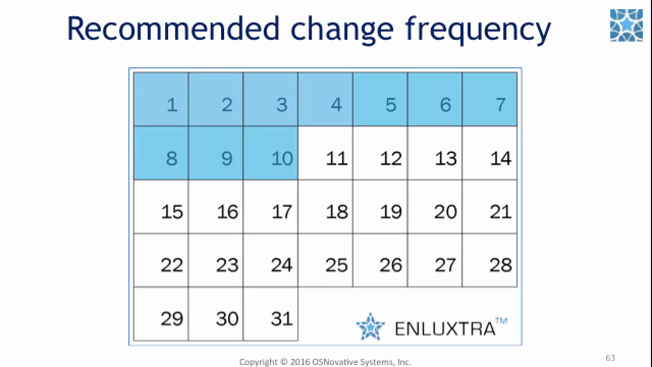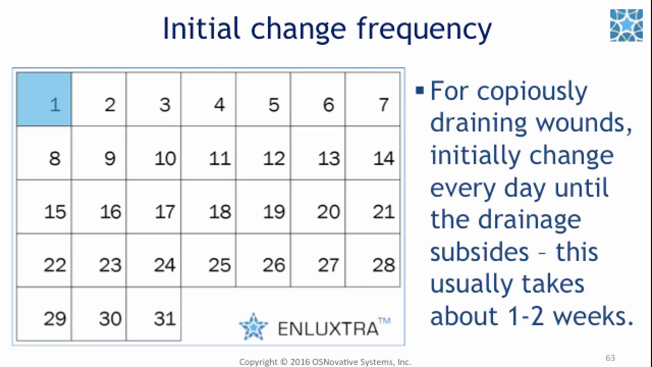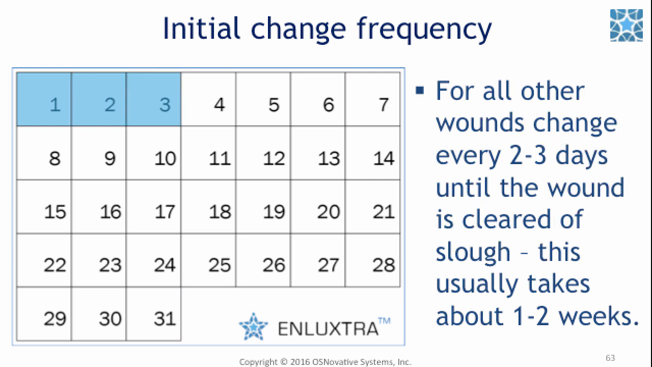As we know, Enluxtra is designed to stay on a wound for up to 7 to 10 days. However, when you first start using Enluxtra, it is best to increase wear time gradually to clear the wound from any non-vital tissues such as slough and necrosis. For copiously draining wounds, initially change Enluxtra every day until the drainage subsides. This usually takes about 1 to 2 weeks. For all other wounds, change every 2 to 3 days until the wound is cleared of slough. This usually takes about 1 to 2 weeks as well.